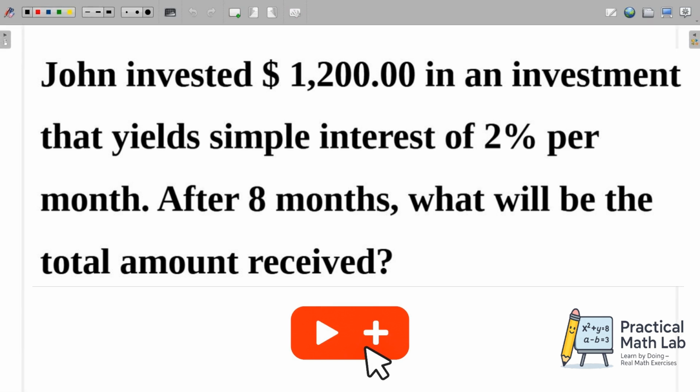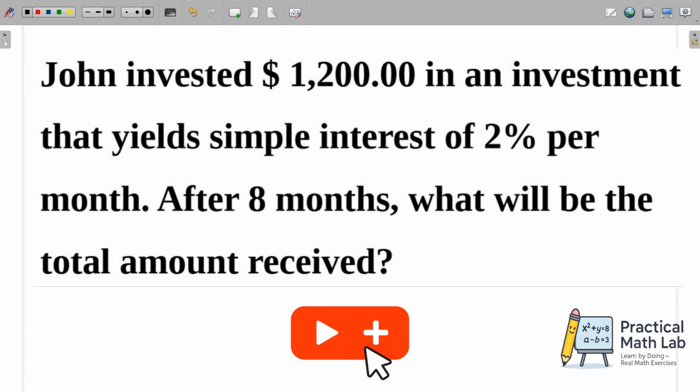Today, we're going to solve a simple interest problem. John invested $1,200 in an account that earns simple interest of 2% per month. After 8 months, what will be the total amount withdrawn?